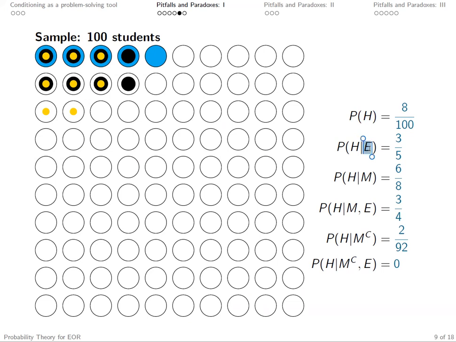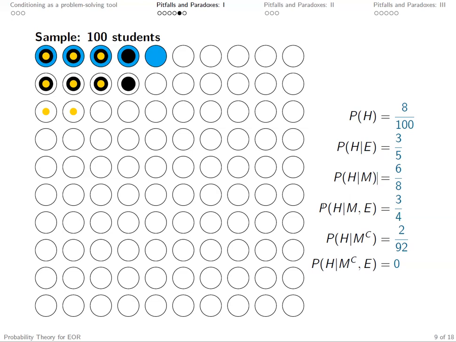And the conditional probability of event H, earning high salary, conditional on doing econometrics is 3 out of 5, right? There are 3 yellow dots out of 5 blue dots. And the probability of H given liking mathematics is 6/8. So there are 6 yellow dots over those 8 black circles.